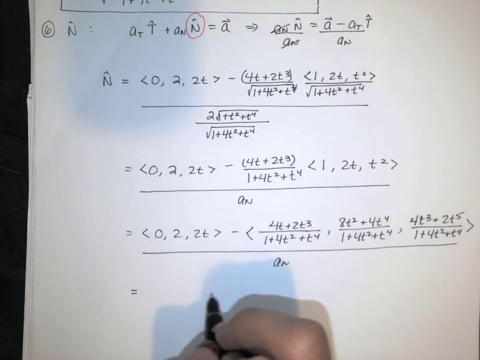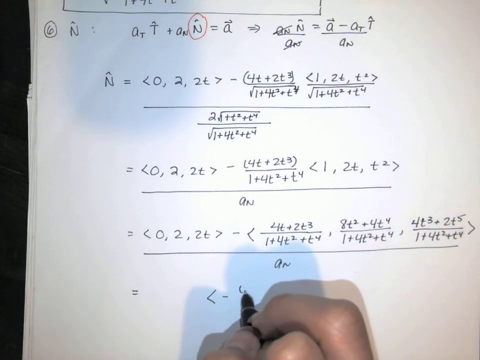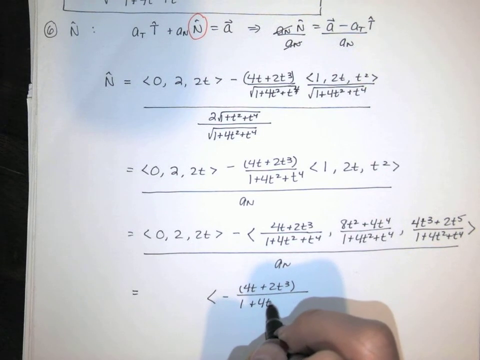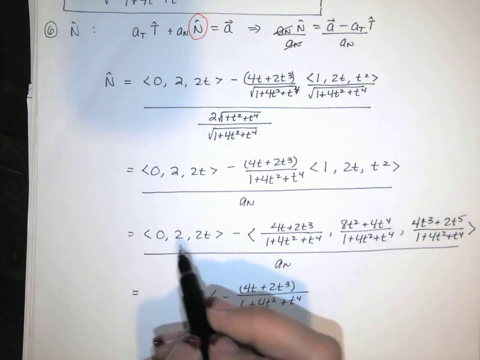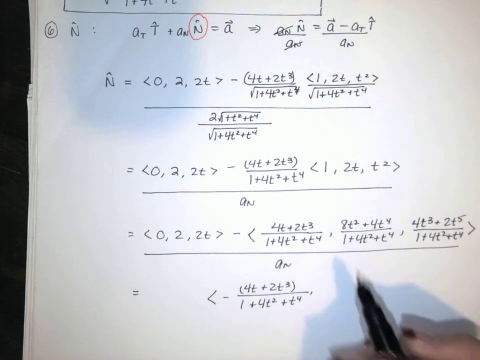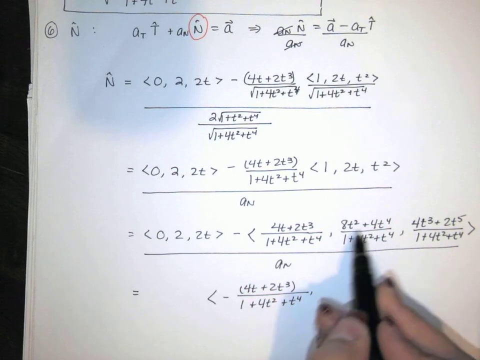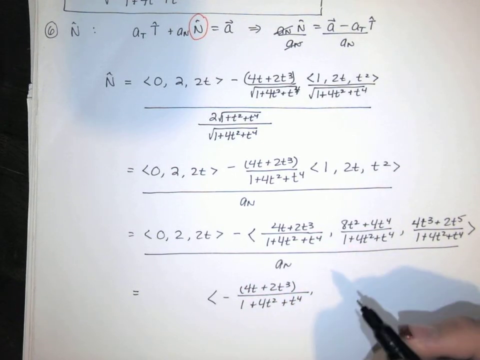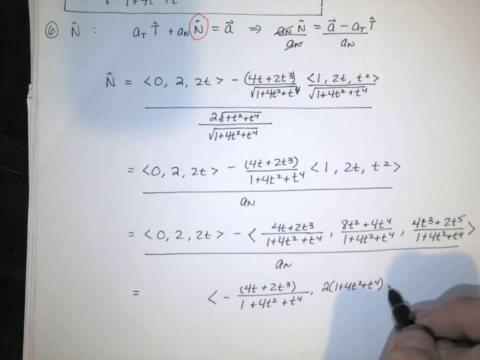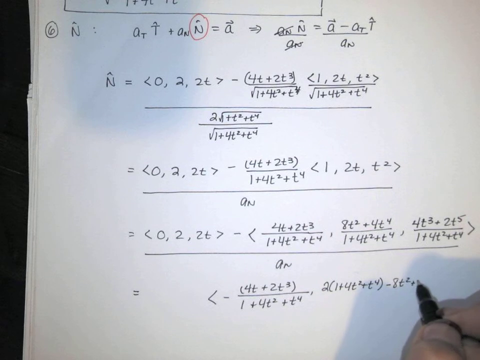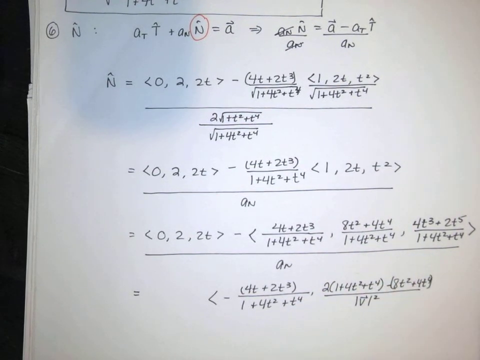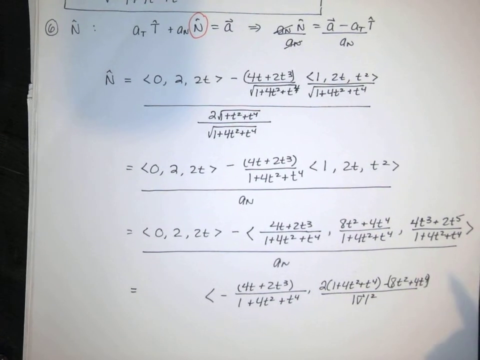0 minus something is just this, but negative. And then I've got 2 minus this for my second component. If I want a common denominator, I can take this 2 and multiply it by that speed squared. So I'm going to have 2 times the quantity 1 plus 4t squared plus t to the 4th minus 8t squared plus 4t to the 4th, all divided by, I'm just getting lazy now, I'm just going to write it as speed squared, just temporarily.